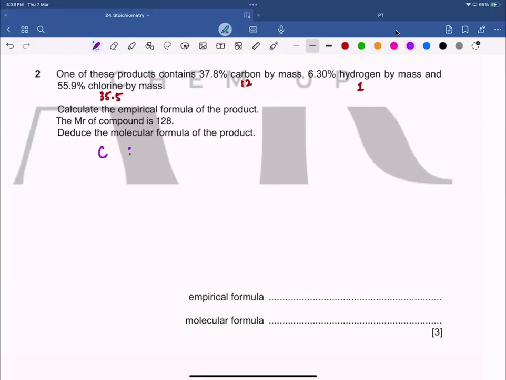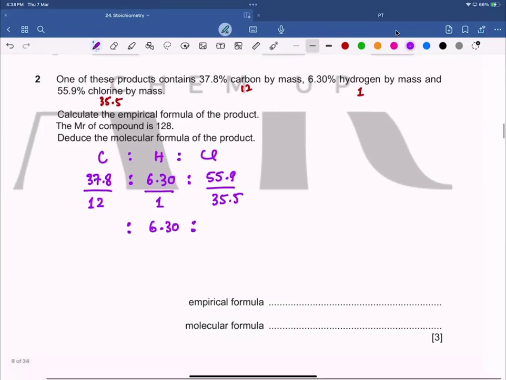So see, we have carbon, hydrogen, and chlorine. So carbon is 37.8, hydrogen is 6.30, and chlorine is 55.9. The AR of carbon is 12, so we divide it by 12, we divide hydrogen by 1, and we divide chlorine by 35.5. So in this case, I'm going to get 6.30. Can anyone tell me the other two values? 3.15 and 1.57. So the 1.57 is the smallest one. So we'll divide all the values with 1.57.